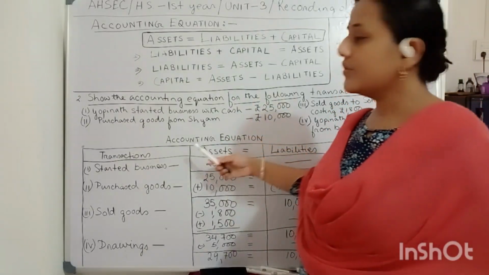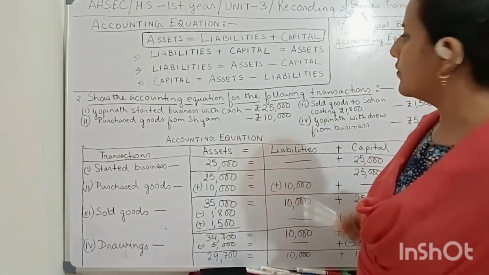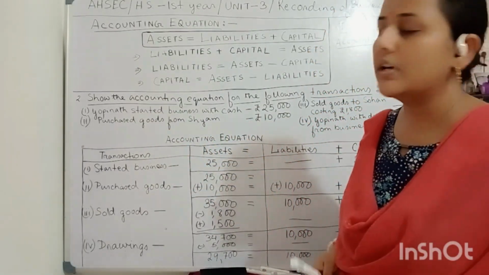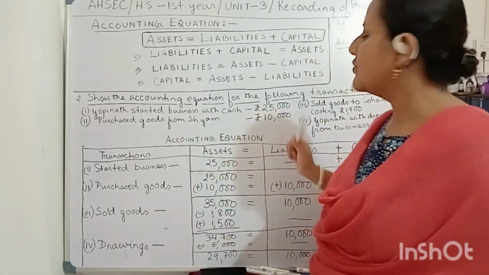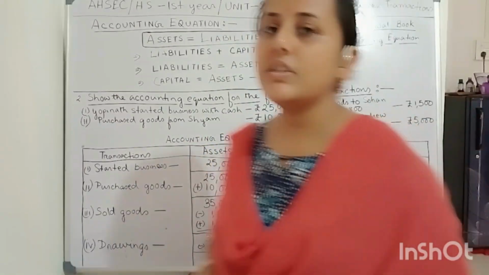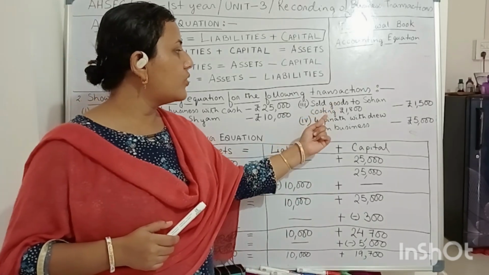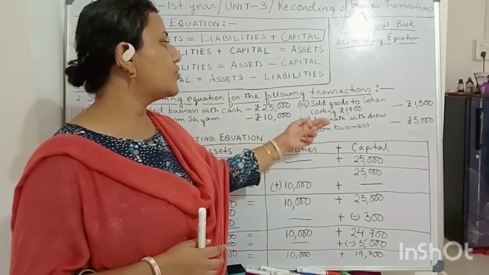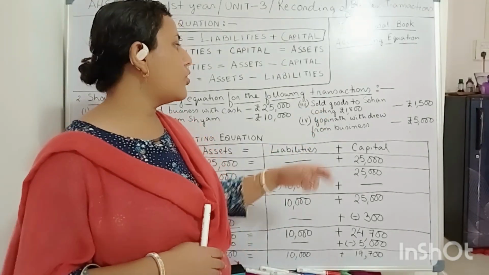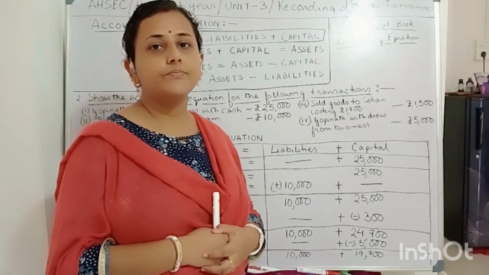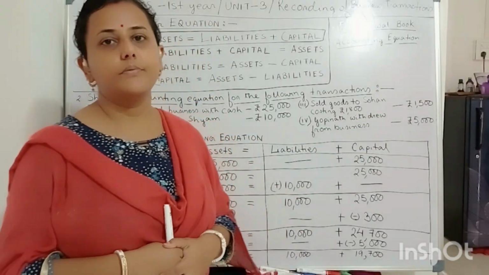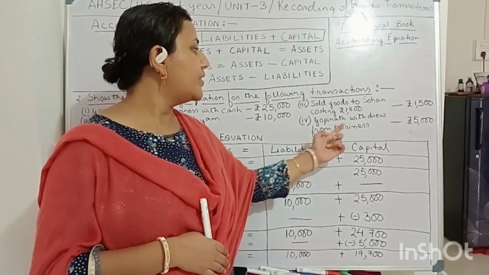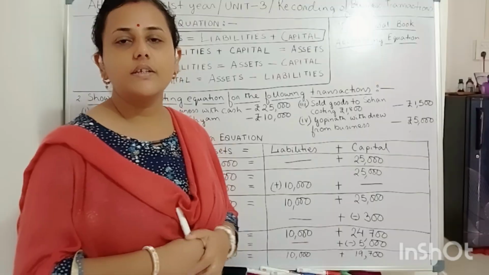So see, I have written the question. Show the accounting equation for the following transactions. Gopinath started business with cash rupees 25,000. Purchased goods from Sham rupees 10,000. Then sold goods to Sohan costing rupees 1800 for rupees 1500. So goods have been sold to Sohan. The cost of the goods is rupees 1800 and they are sold at rupees 1500. The goods have been sold at a loss. Gopinath withdrew from business rupees 5,000. So that is drawings.